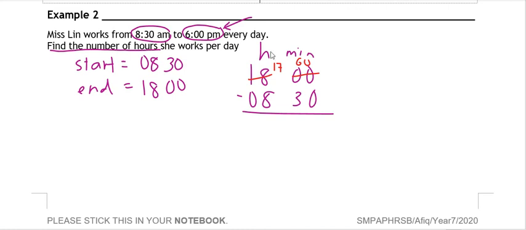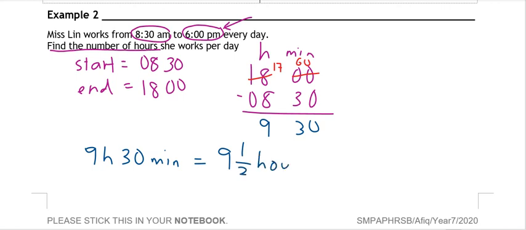Because you're borrowing 1 hour and converting it into minutes, 60 minus 30 is 30, and 17 minus 8 will be 9. So this is 9 hours 30 minutes. And you know that 30 minutes means half an hour, so this is basically 9.5 hours. So that's the second example, when you try to do the vertical calculation.